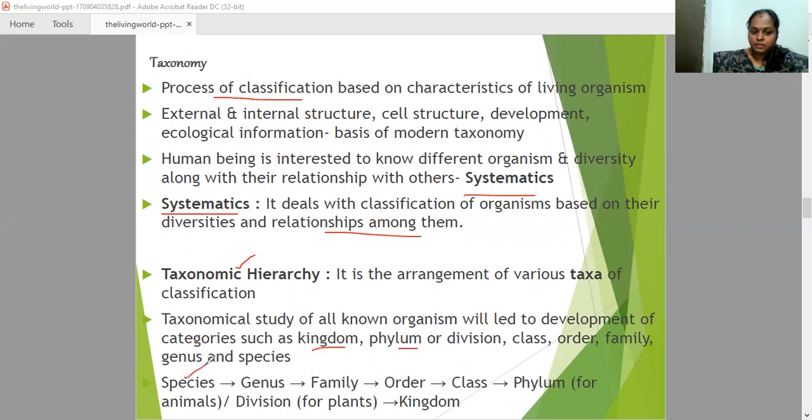So the lowest is species and the highest is kingdom. Species, genus, family, order, class, phylum (phylum for animals and division for plants), and then kingdom. This is the hierarchy we need to follow when classifying an organism.